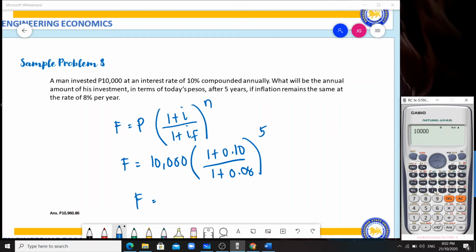10,000 times 1 plus 0.10 over 1 plus 0.08 raised to 5. 10,960.86 pesos. Would you imagine yung 10,000 mo after 5 years, halos wala pang 1,000 yung kinita. Dahil ang taas ng inflation rate, ang liit lang ng difference nila dun sa interest compounded annually niya.